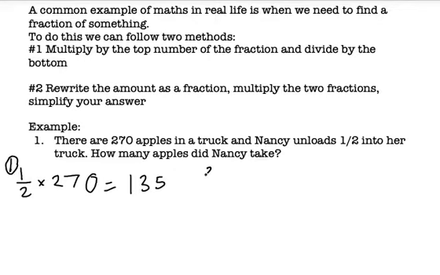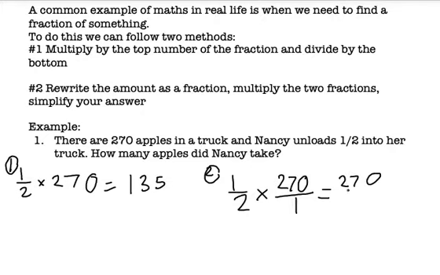Let's do some with method 2 now. Alright, so my fraction is a half, my amount is 270. If I write that as a fraction, it's going to be 270 over 1. This fraction says 270 divided by 1, which is just 270. Now top number times top, 270 times 1, 270. Bottom number times bottom, 2 times 1 is 2. So this is my answer, and I simplify it. That gives me the whole number 135.